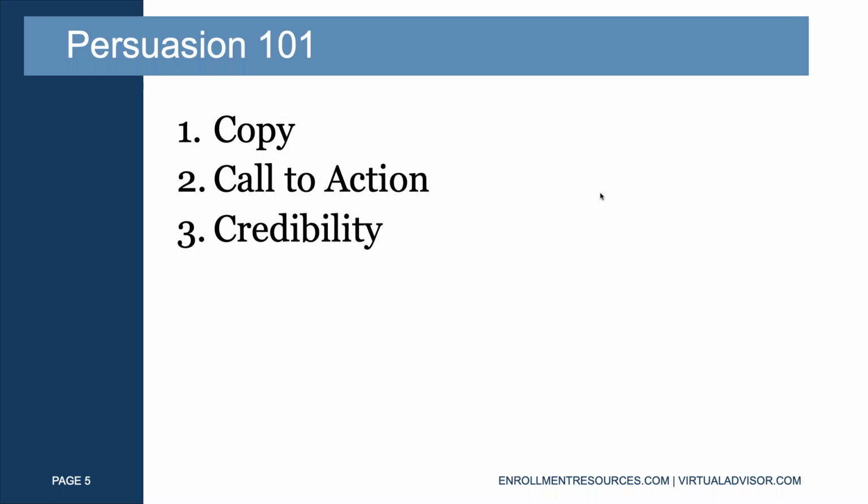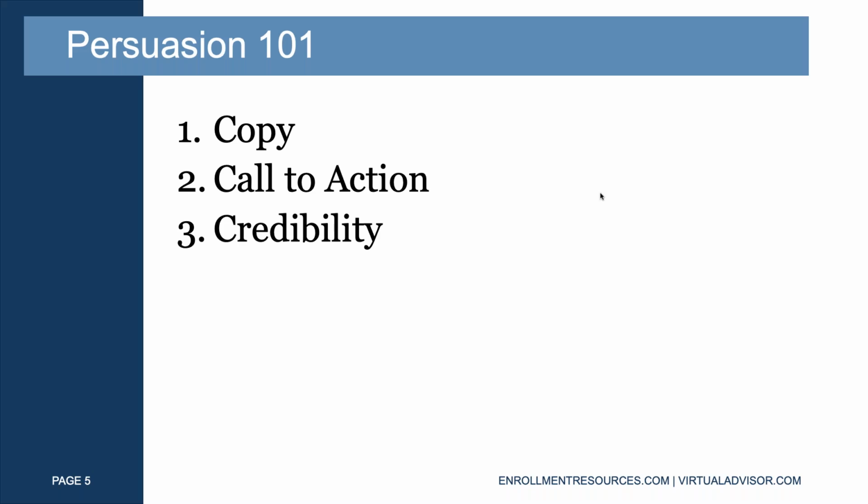The last setup to this is really what we call Persuasion 101. We're trying to get more people to take action, and there's basically three tools at our disposal to do that. The first one is copy. The copy meaning the writing, the headlines, the words you're using to try to inspire action and motivate an inquiry.